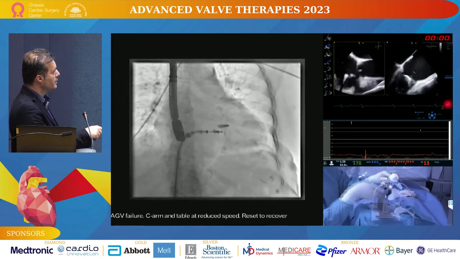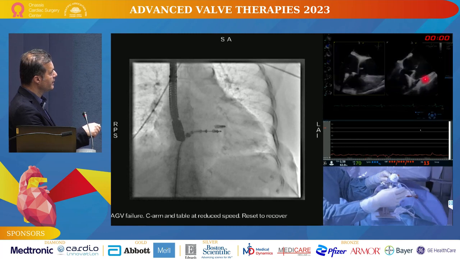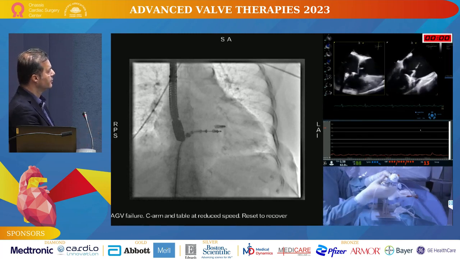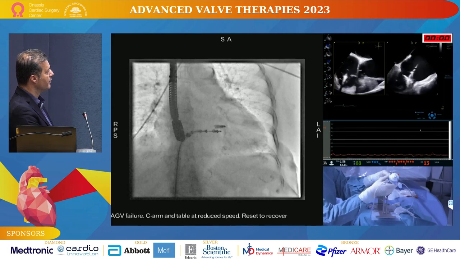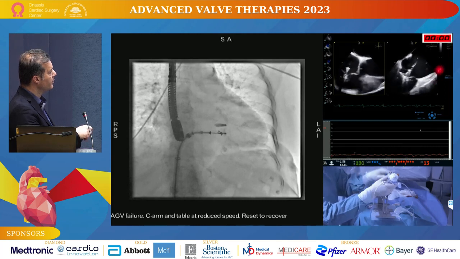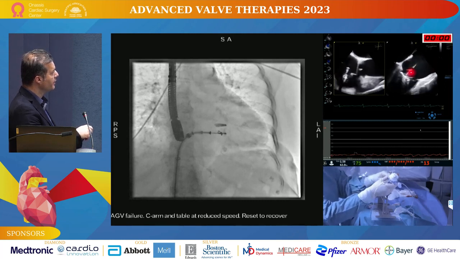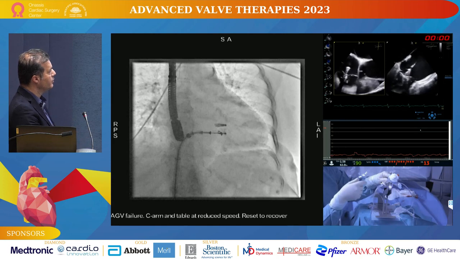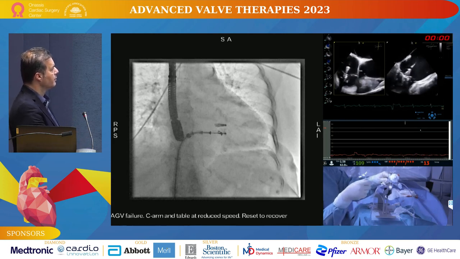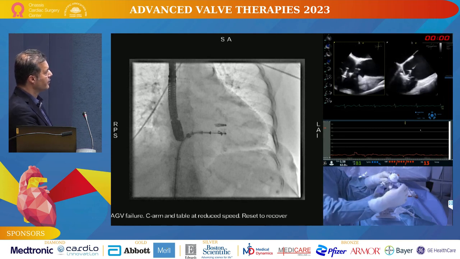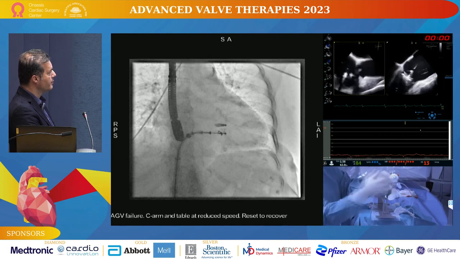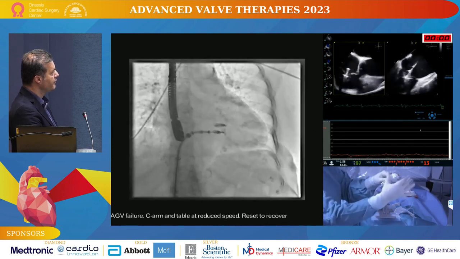So you can see now we're trying to get the anterior leaflet in. So the grippers are down on the anterior leaflet. And once we're happy that we mobilize the anterior leaflet, we move to the septal leaflet. We need to get enough septal leaflet. Once we're happy, we're going to get the grippers down on the septal leaflet, and now slowly we're going to close the clip.